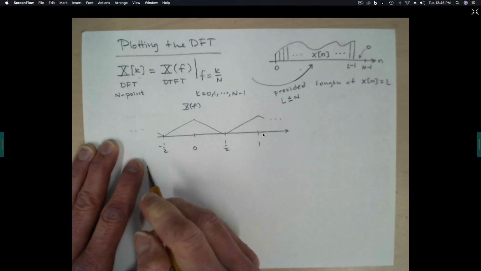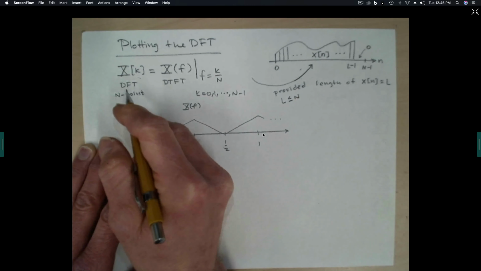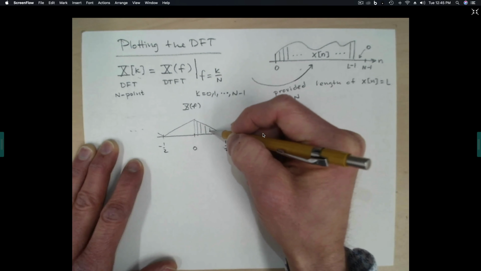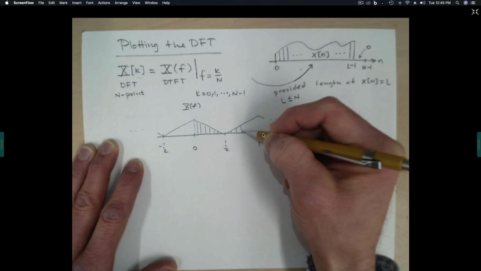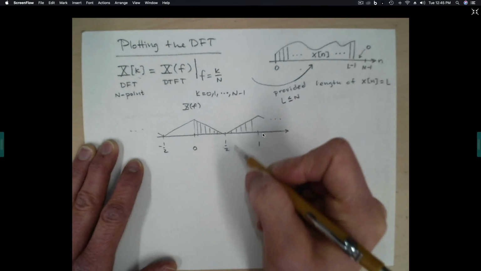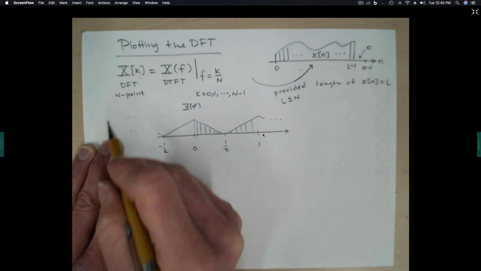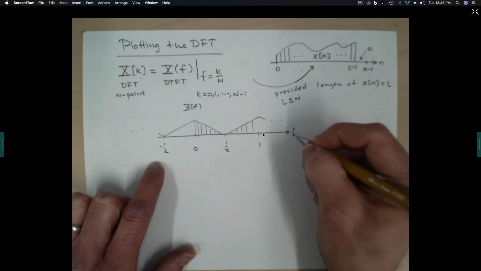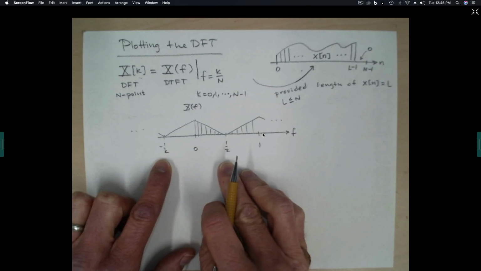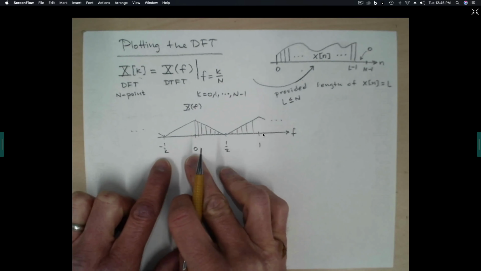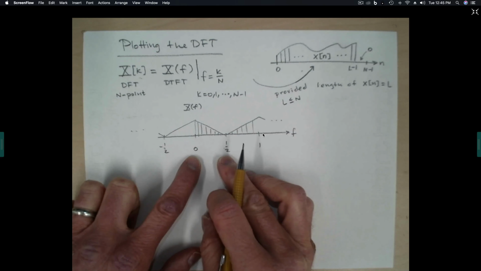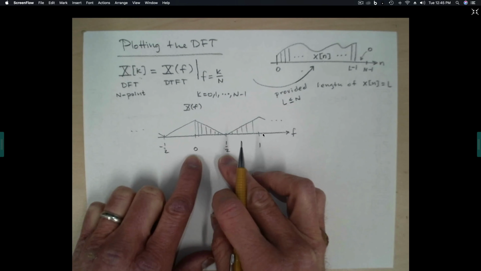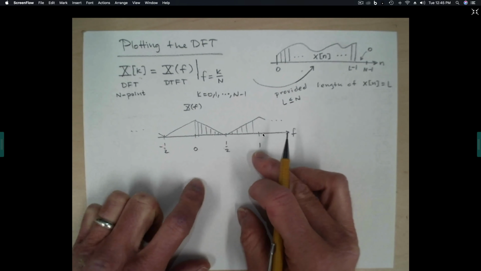And what this relationship tells us is that the DFT is samples of this function across this interval between 0 and 1. So these vertical lines that I've drawn, these stems, are the DFT. The trouble is that when we make a picture, we want negative frequencies to appear on the left and positive frequencies on the right. But when the DFT calculates a transform, the positive frequencies are on the left and the negative frequencies are on the right.